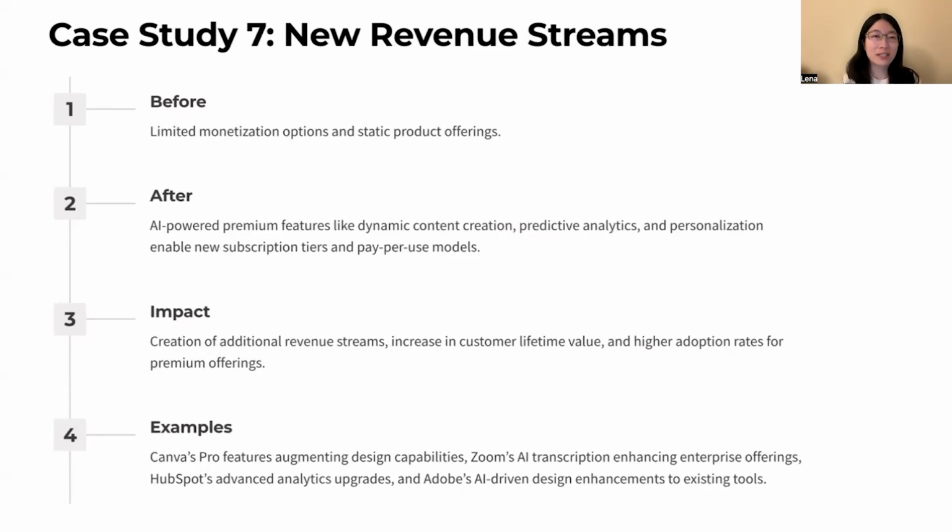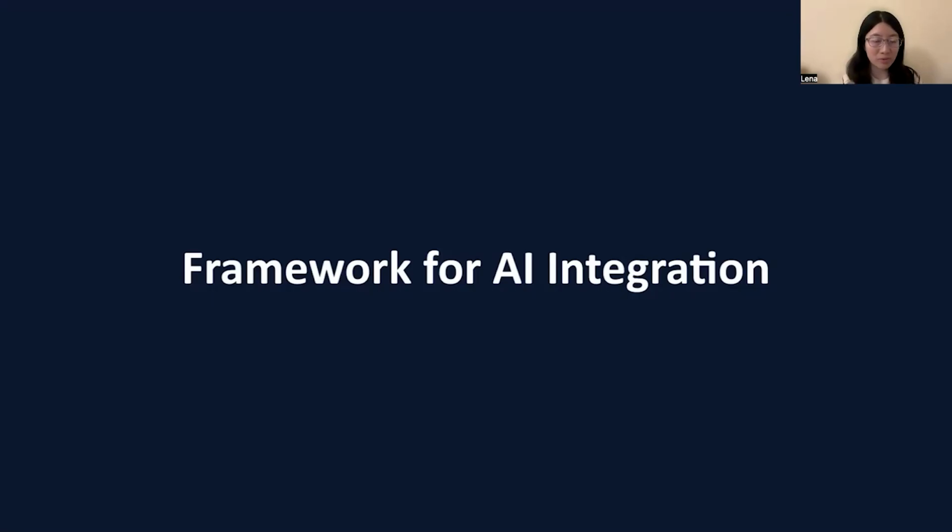With all of the previous examples, that brings the new possibility of a revenue stream. With these AI-powered features, we can package them into a premium package with additional charges. There are some products already doing that, like Canva Pro features, Zoom's AI transcription enhancing enterprise offerings, HubSpot's advanced analytical upgrades. With these real-world examples, how can we make them happen in our own existing products?